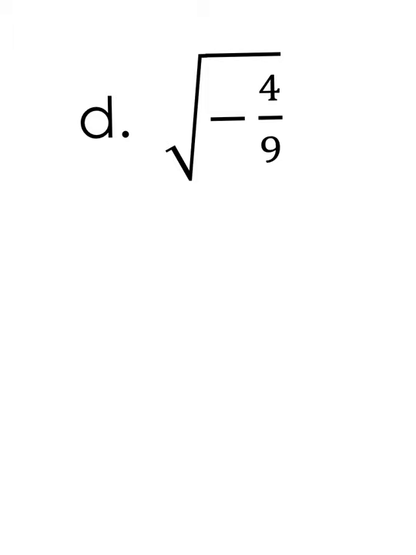So letter D, you have a fraction. We'll take the square root of each number on top and on bottom, in the numerator and the denominator. What's the square root of 4? 2. What's the square root of 9? 3. Every time you take the square root, put a plus or minus symbol by it. And then since this was a negative number, put an i there. And that's it.